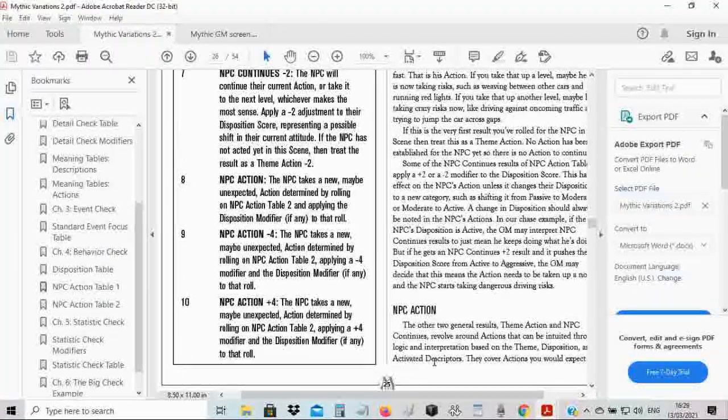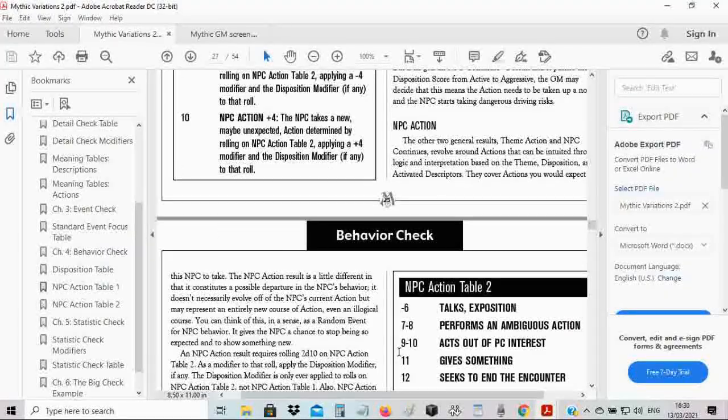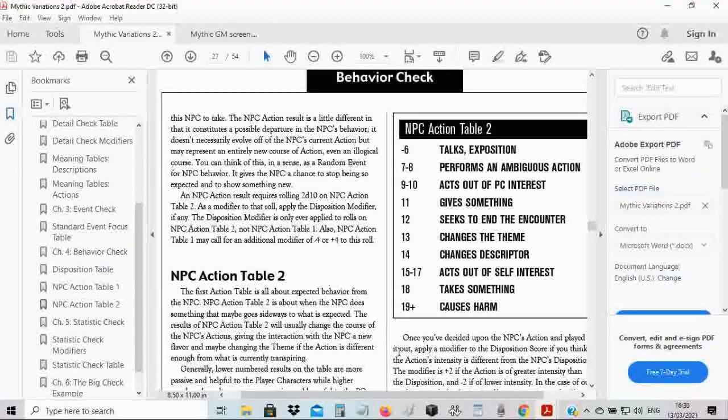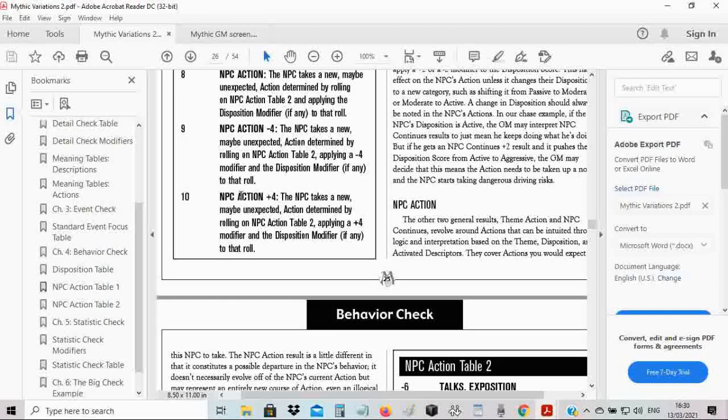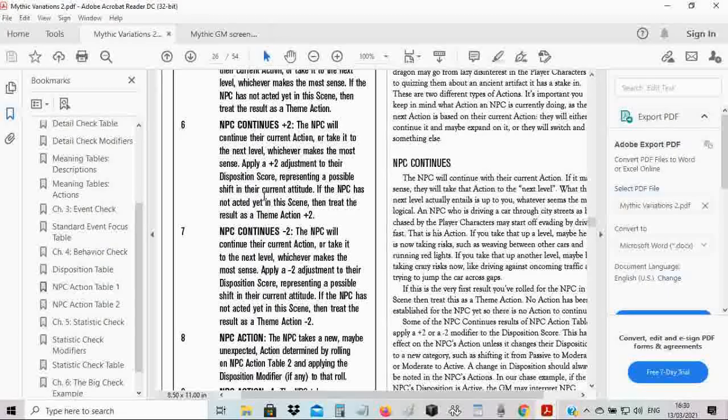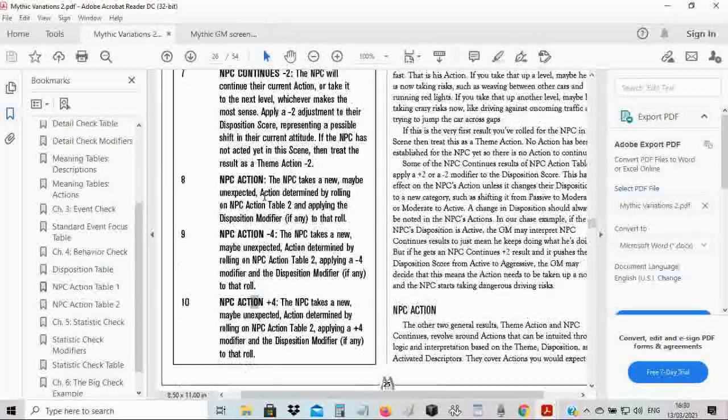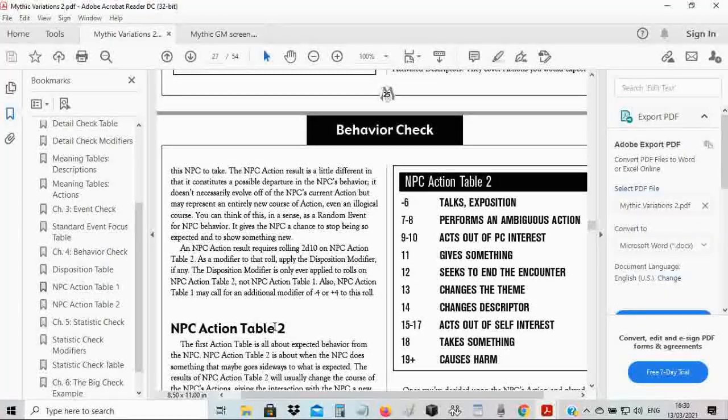NPC action means he takes action. So maybe he realizes we're out there and he starts attacking us. Maybe, and depending on whether it's -4 or +4, if it's -4, he decides not to bother with us at all. If it's +4, he'll begin pursuing us aggressively.